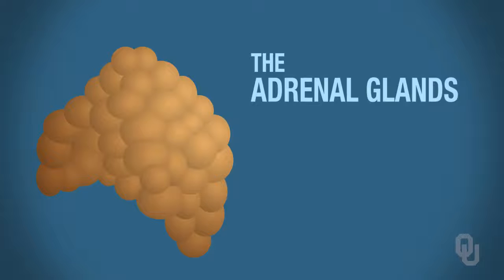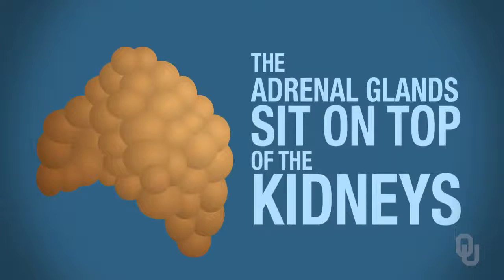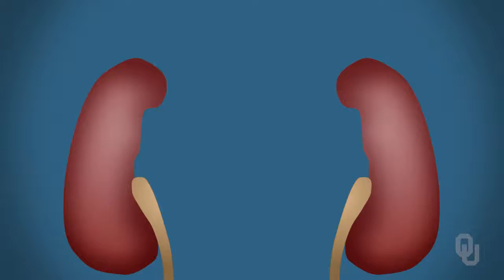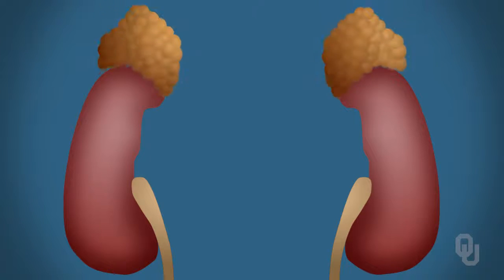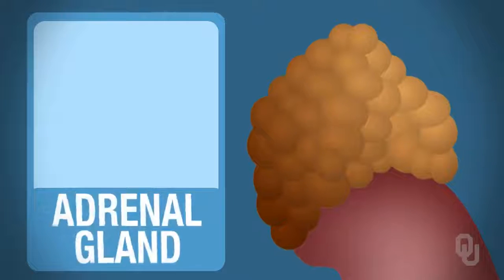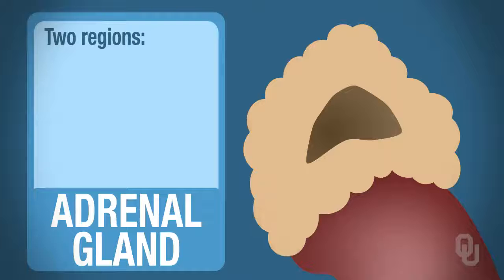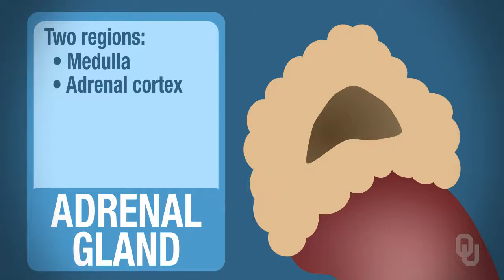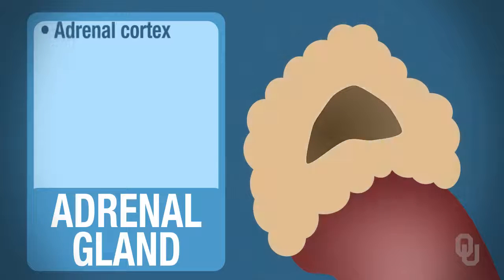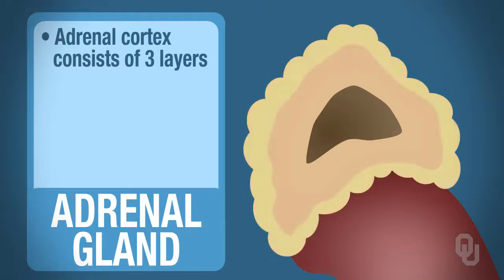The adrenal glands sit on top of the kidneys. So here you can see the kidneys, and the kidneys have a hat. The hat is called the adrenal gland. To be more specific, the adrenal glands have two regions. The center of the adrenal gland is called the medulla. That's the most interior region of the adrenal gland. The outermost part is called the adrenal cortex. This adrenal cortex consists of 3 layers.